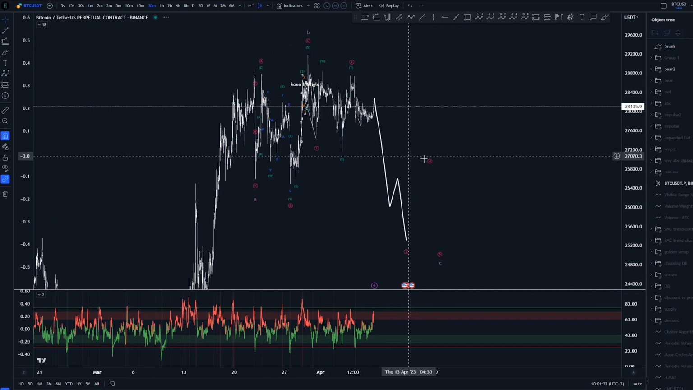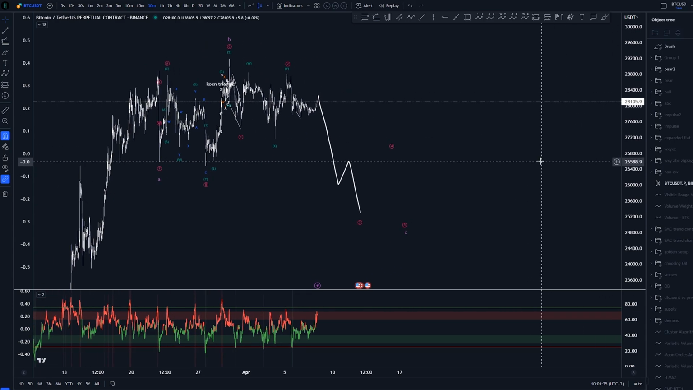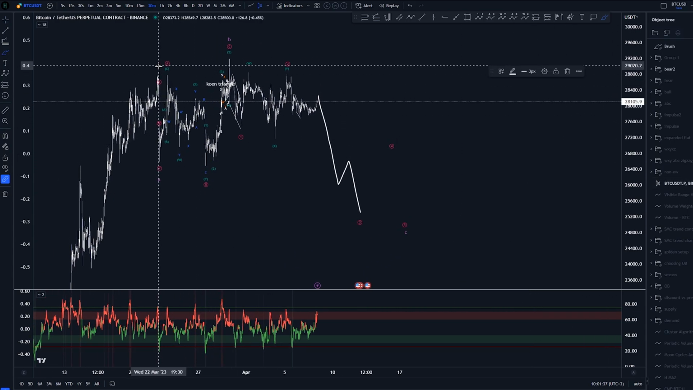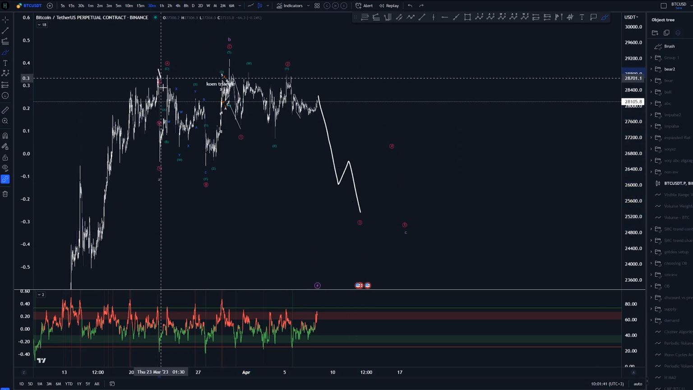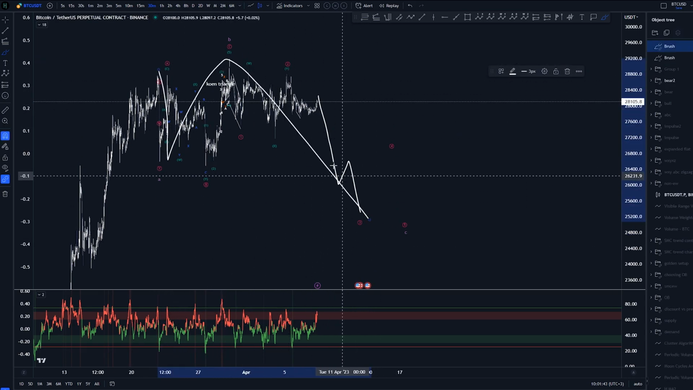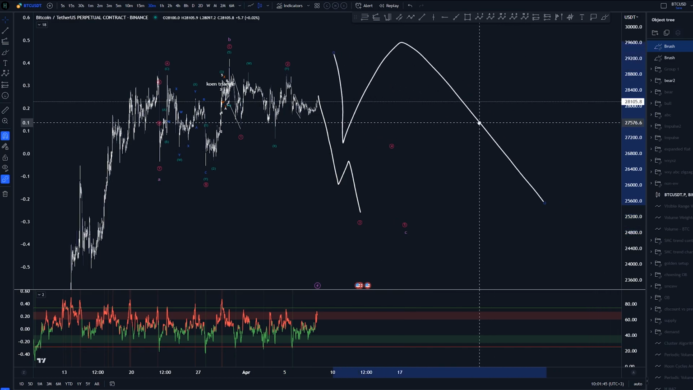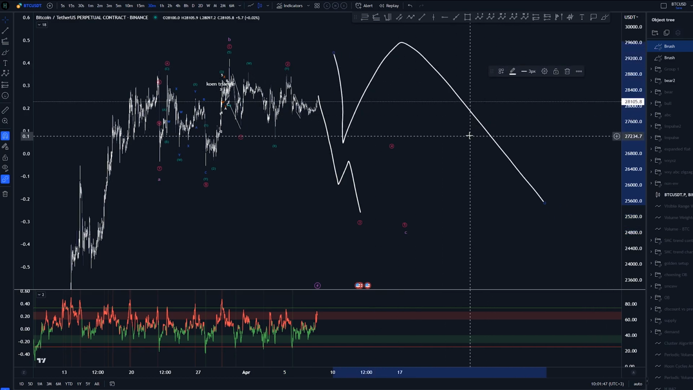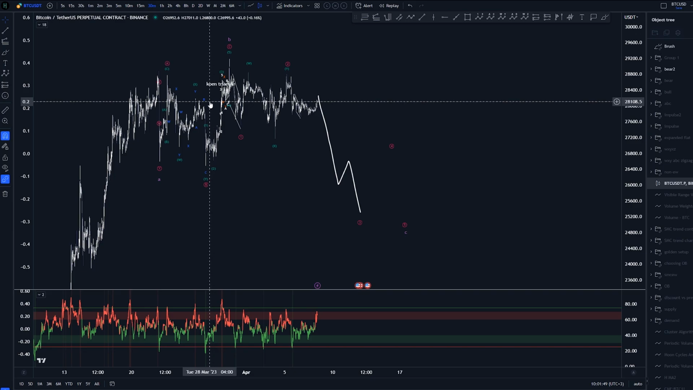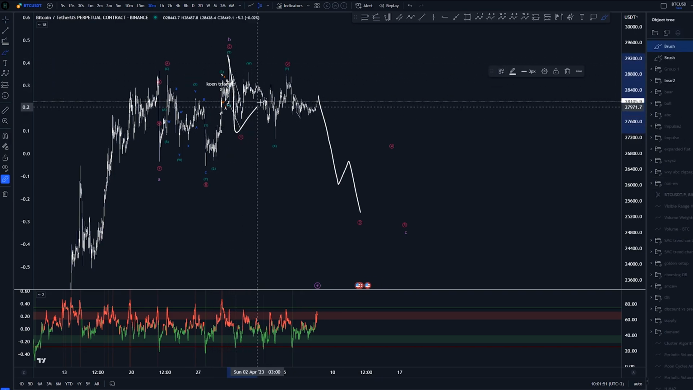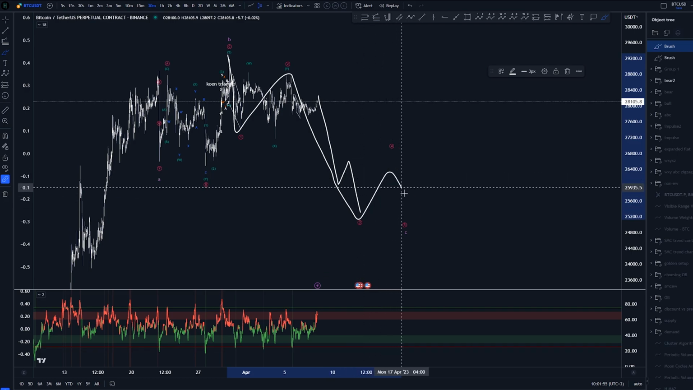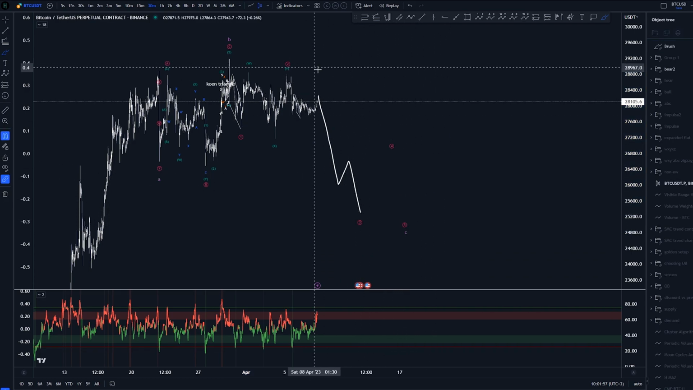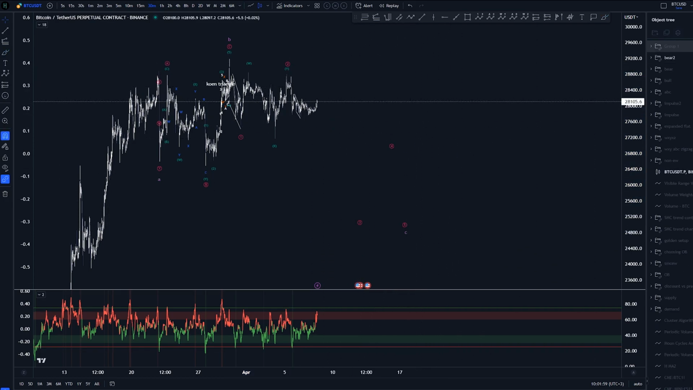The only issue that I see with this count, however, is the size difference between wave A and the wave C, and obviously we can see that this structure just does not really look too good. Yeah, it's not proportionate at all, and even this last leg is starting to become kind of odd looking, but it's still there. It's still a possibility that we need to be tracking.